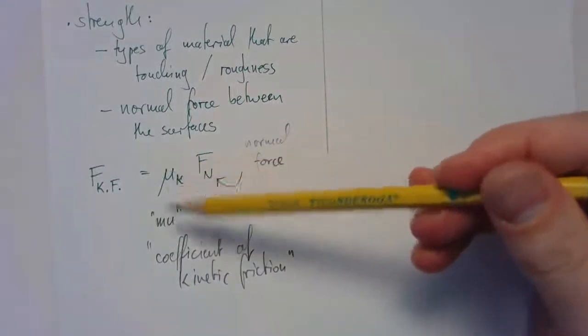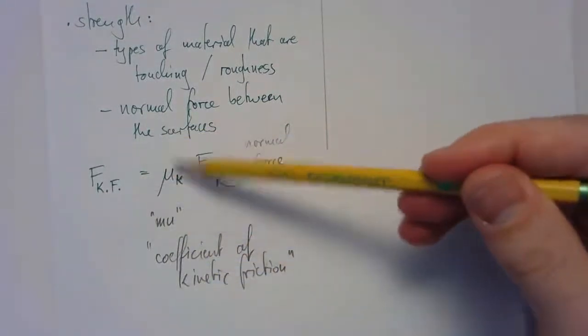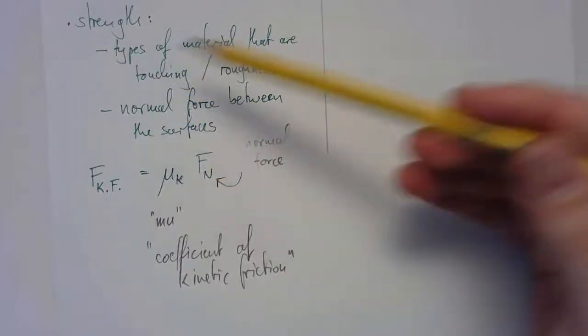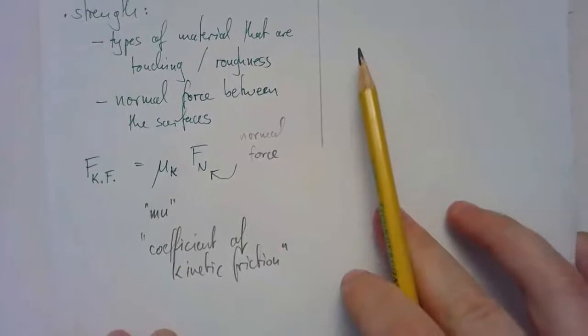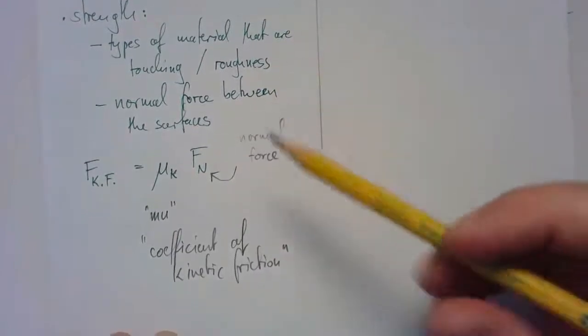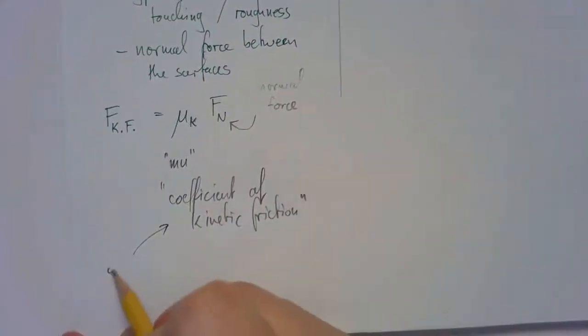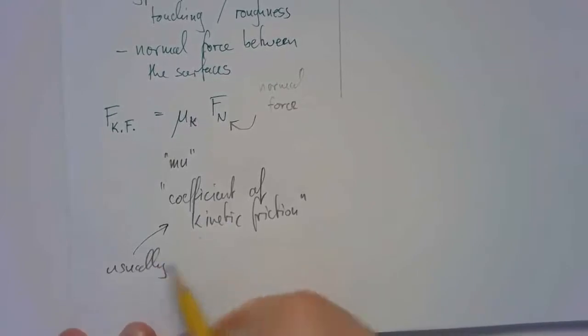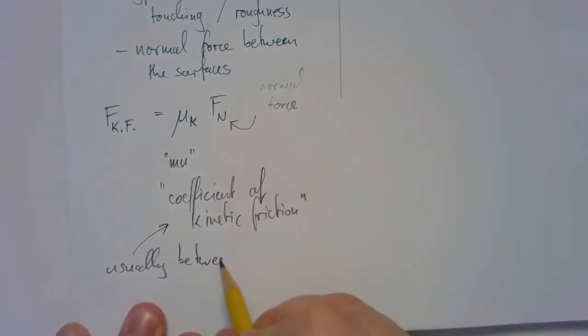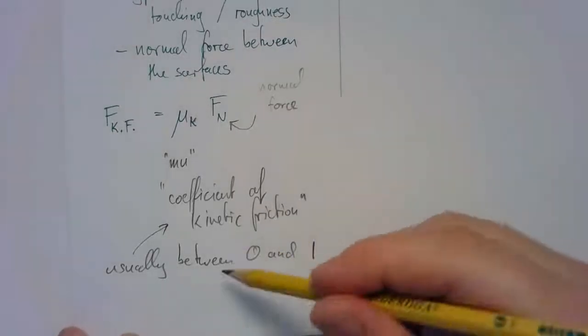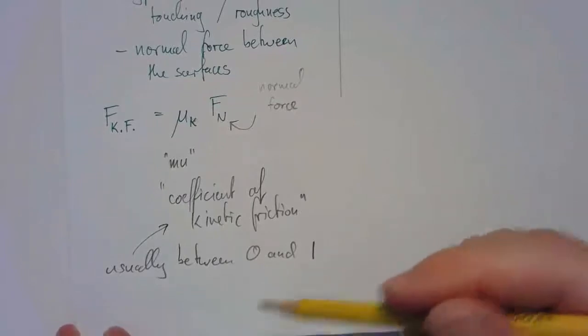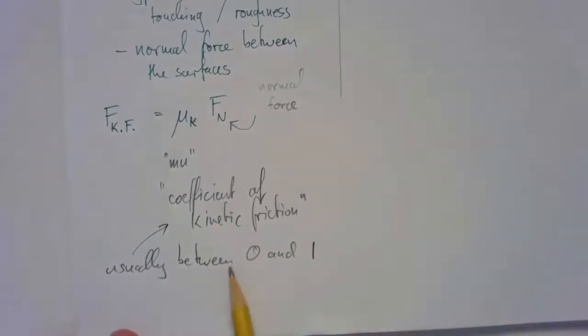And this is called the coefficient. The coefficient is kind of encoding the properties of the two surfaces, like how rough they are on each other. So this just depends on the two surfaces. It's usually, pretty much always, between 0 and 1. So maybe it's 0.5 for some materials. Maybe it's 0.8 or 0.2 or 0.001, something like that. It can occasionally be bigger than 1, but that is very, very rare.